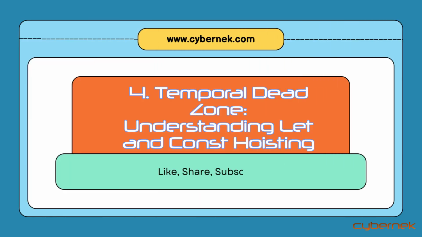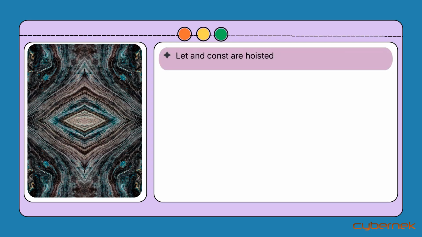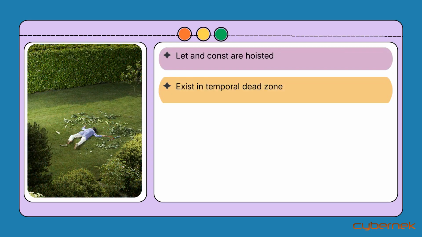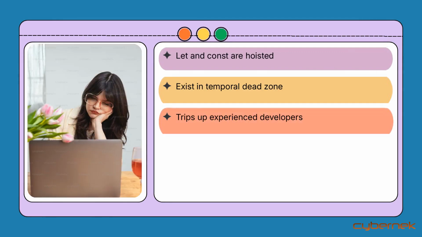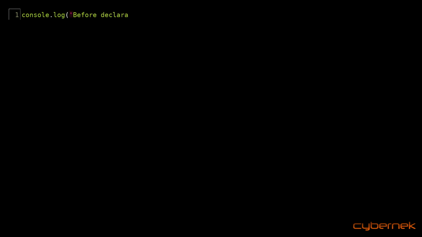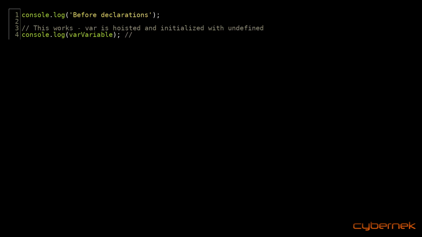4. Temporal dead zone. Understanding let and const hoisting. Here's something that trips up even experienced developers. Variables declared with let and const are hoisted, but they exist in a temporal dead zone until their declaration is reached. Demonstrates the temporal dead zone concept by comparing var, let, and const hoisting behavior.